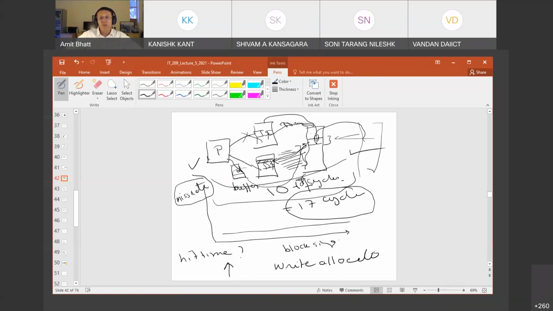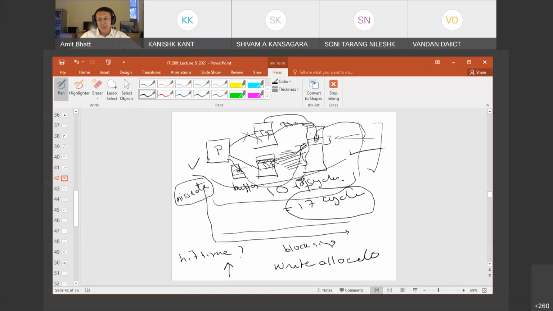So what we have avoided is bringing a block from here to L1 cache just for writing purposes. Here, we are not bringing that block to L1. The processor is just directly putting it into a buffer, and then the buffer, through the memory management unit, is writing directly into L2.